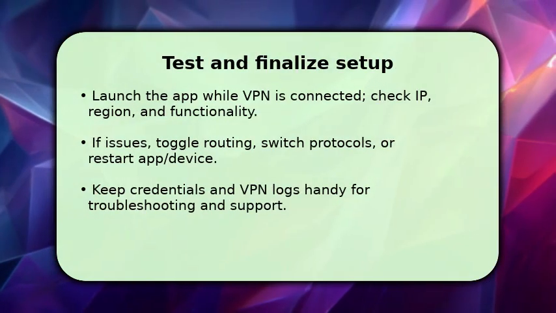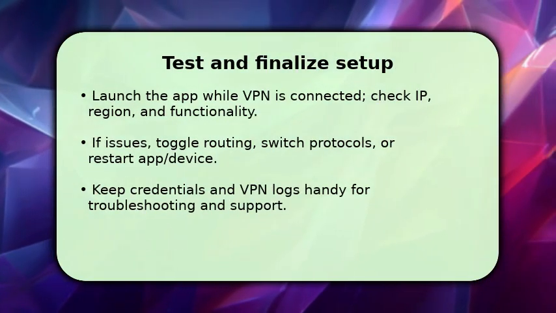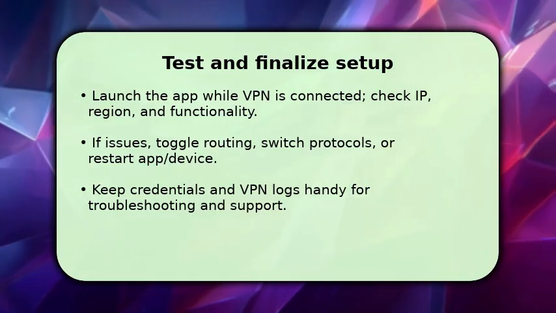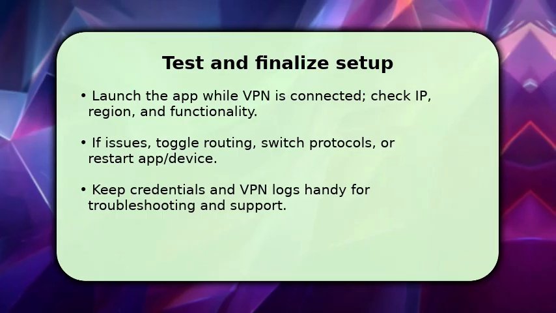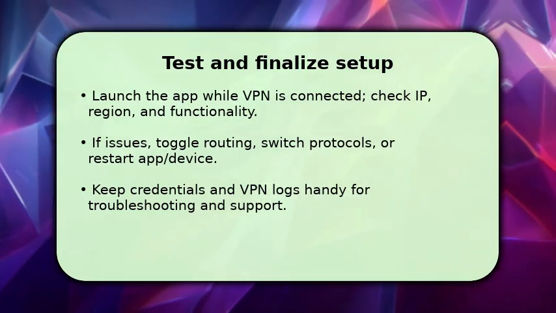Finally, connect the VPN and then launch the target app to confirm it routes traffic through the tunnel. Check the app's location-dependent features and use an IP check inside the app if possible.